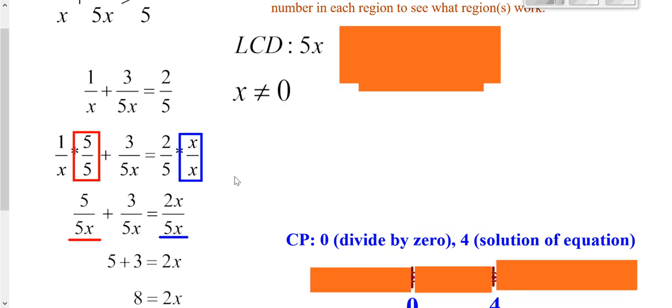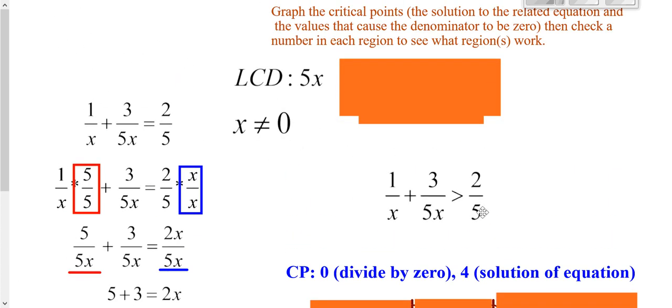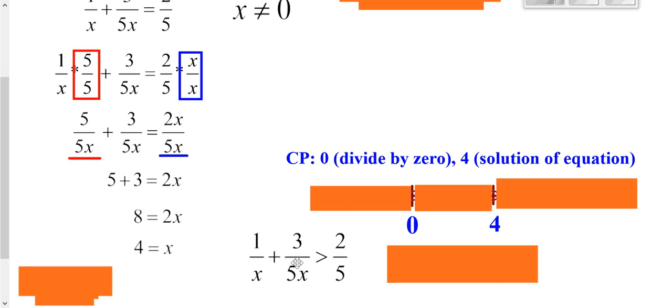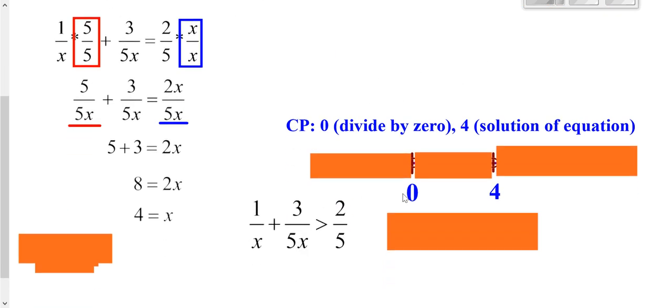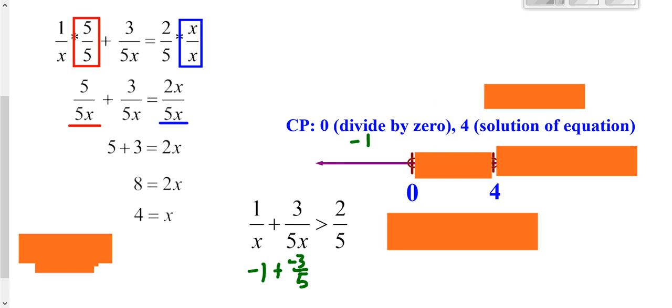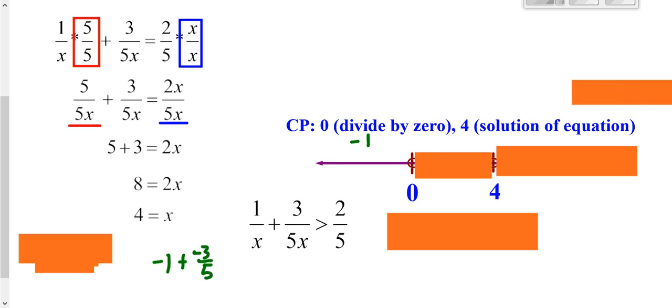So now we have our critical point of 0, and we have our critical point of 4 that we just came up with. So now we have to put those on a number line, and it divides your number line into regions that work and regions that don't work. So I'm going to try a number over here like -1. Plug in -1 here, I get -1. Plug in -1 here, I get -3/5. A negative plus a negative is even more negative. So if the left side's negative, we obviously know it's not greater than 2/5. So we tried a number here, it did not work. So we can get rid of that.